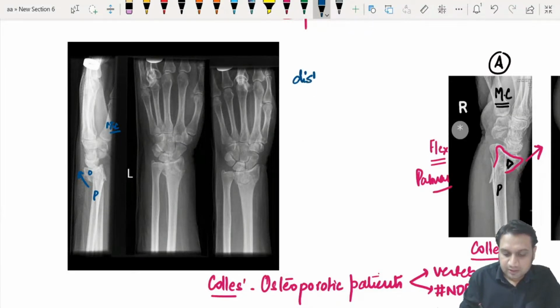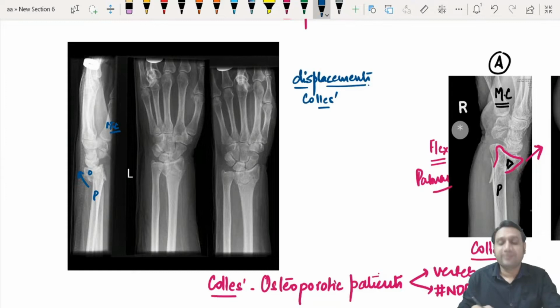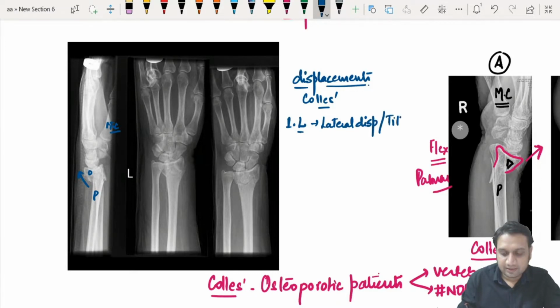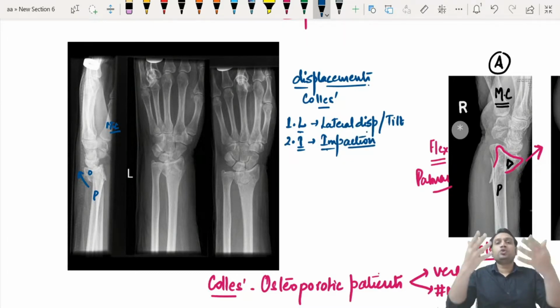We should know them. The displacements related to Colles are, there are a total of 6 in number. I'll tell you one easy way to remember them. The first one is L. L means lateral displacement and lateral tilt. So 2 displacements. Second you can remember is I. I is impaction. What is the meaning of impaction? Impaction means where the two fragments merge into each other.